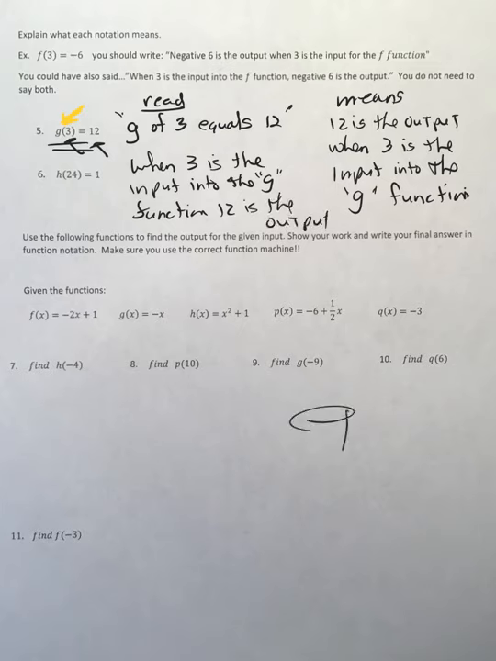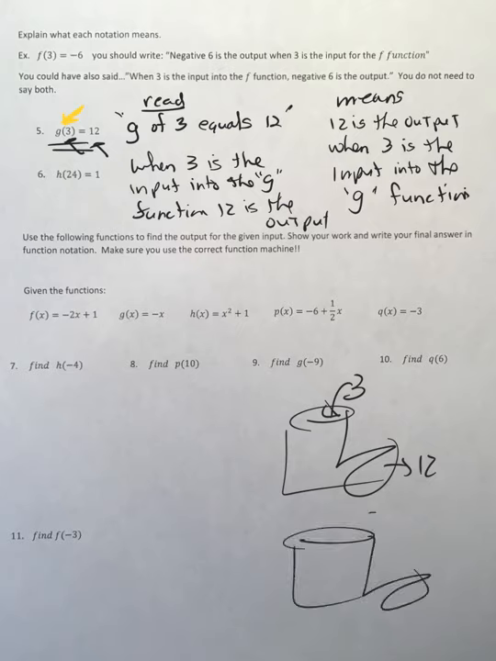Basically, what's going into the machine and what's coming out. You just need to know that 3 is going into the machine and 12 is coming out. Some kids will say 12 is going in. Nope, 12 is not going in and 3 is coming out. So this is your input, and this is what's coming out of the machine. So knowing which one is the input and which one is the output.